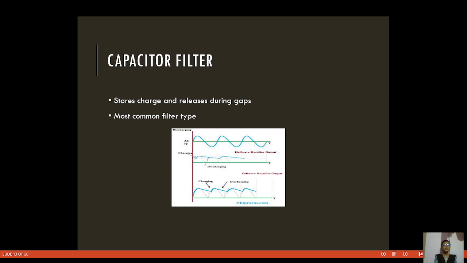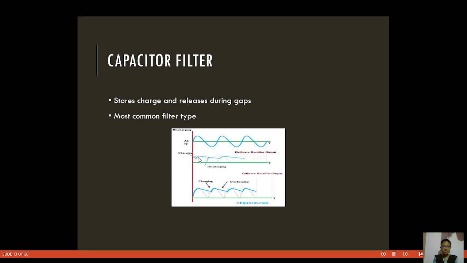The first one is the capacitor filter. It stores the charge and releases it during the gap. Here, this is the input which we give to the rectifier, which gives the AC supply. And here is the half wave rectifier output, given in the dotted lines.